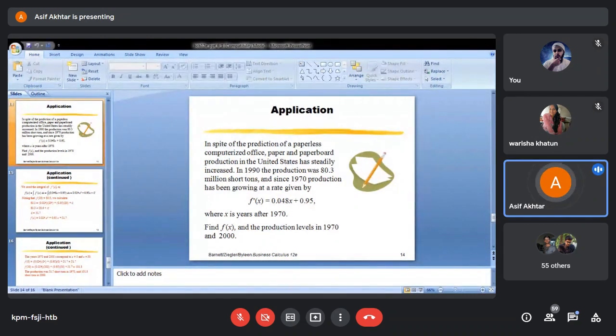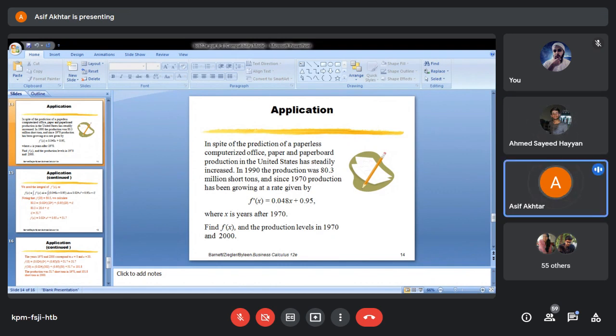Now the question is that how do we get the value of this constant c? इस constant c की value कैसे निकलेगी? The solution to this problem is given in the question itself. Now see the requirement. What is given? Find fx and the production level in 1970 and 2000. So find fx. In the question itself, it is given in 1990, the production was 80.3 million tons. So in 1990, what is the level of production? 80.3.